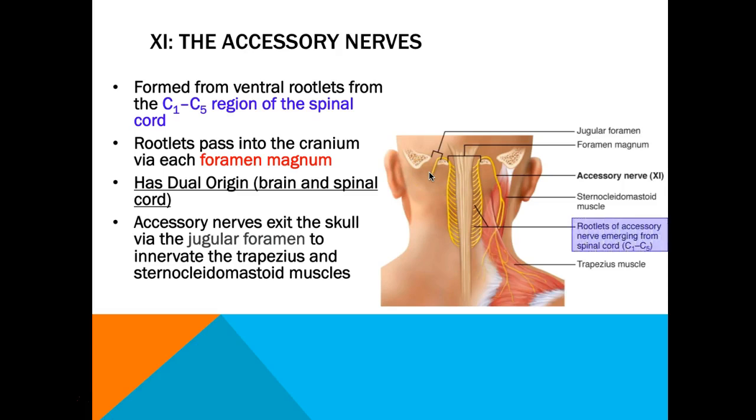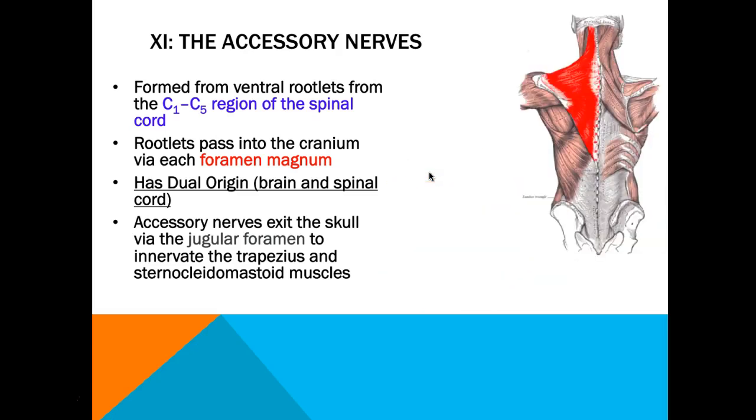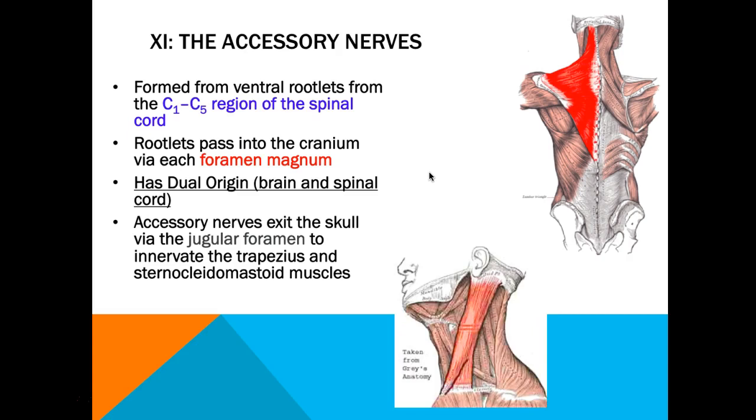So it is traveling through two foramina to be specific. First, the foramen magnum, the largest hole in the cranium here, and then back out through the jugular foramen. So we say it has dual origin, both the brain and spinal cord. Its job is to exit and continue down to the trapezius muscle and the sternocleidomastoid muscle. So just as a reminder, here is your trapezius muscle, and here is your sternocleidomastoid.